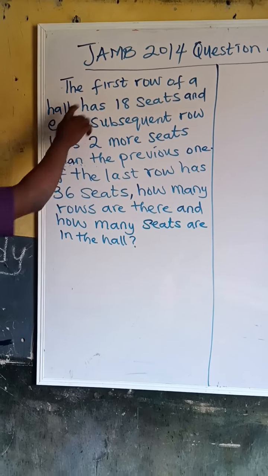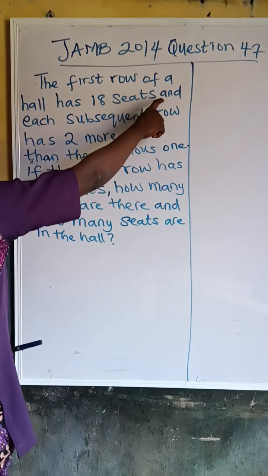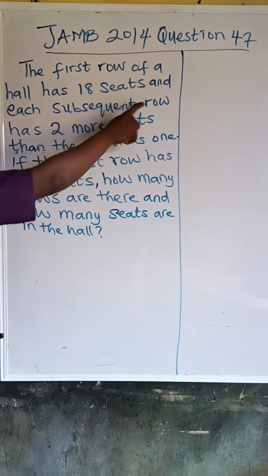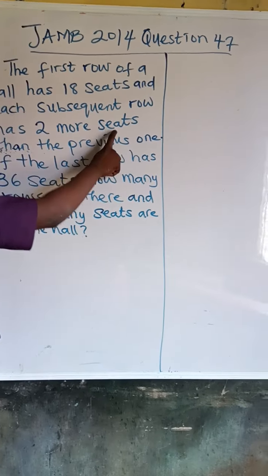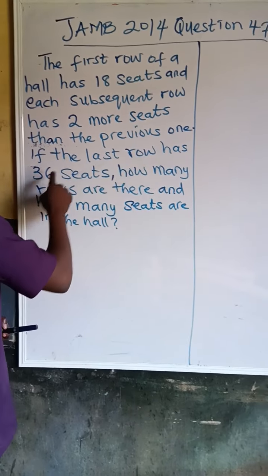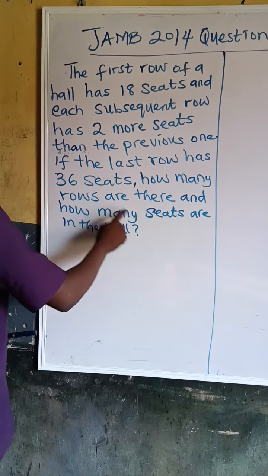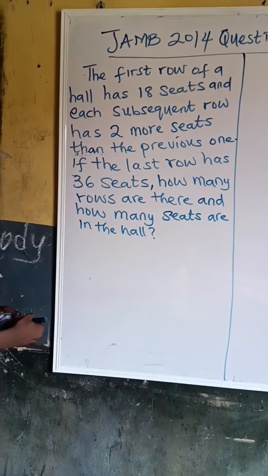Now the question says the first row of a hall has 18 seats and each subsequent row has 2 more seats than the previous one. If the last row has 36 seats, how many rows are there and how many seats are in the hall?